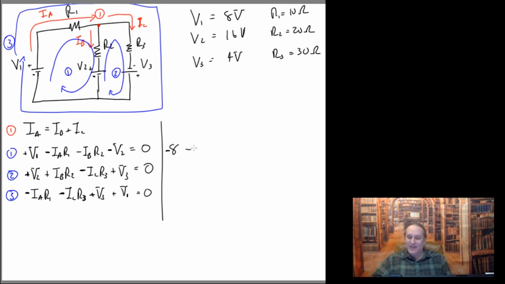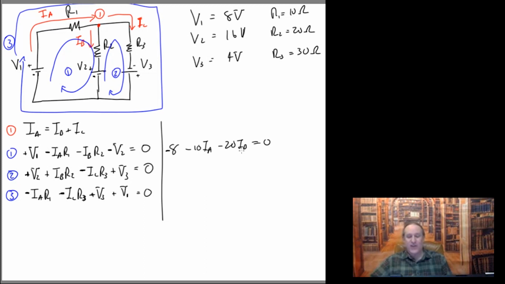And then we have minus 10 IA and minus 20 IB equals 0. So the first equation becomes negative 8 minus 10 IA minus 20 IB equals 0. Now the fact that these all have minus signs indicates that at least one of our currents is going to be negative, which means that the way we drew the current in the diagram is wrong for at least one of those currents. But that's okay. It doesn't matter at all.